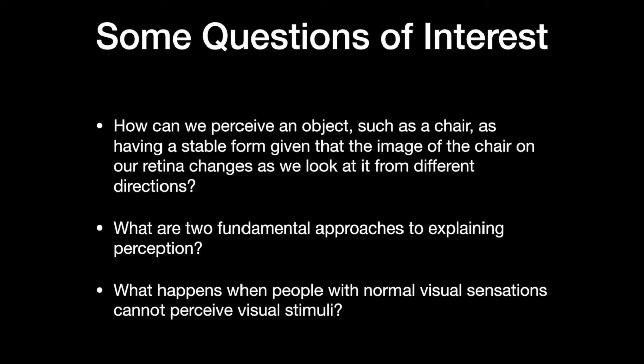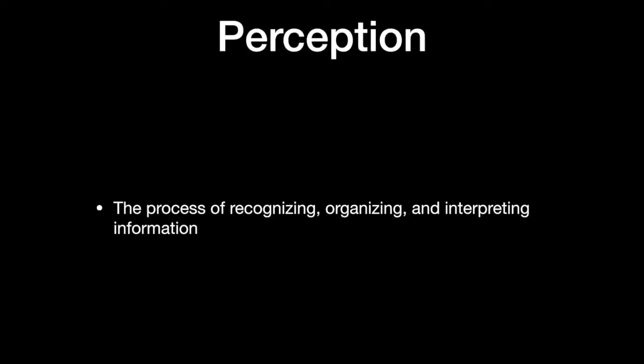So, what is perception? Perception is the process of recognizing, organizing, and interpreting information. So the word process is important here. In order to process information, we have to have some sort of knowledge, just like a computer needs an app to process information, such as photos and videos. Now, let's take a look at an example.